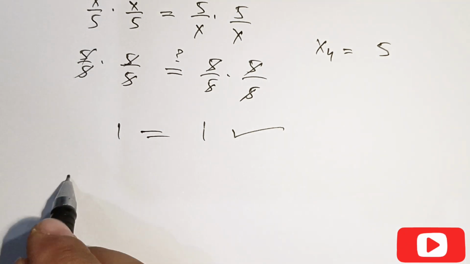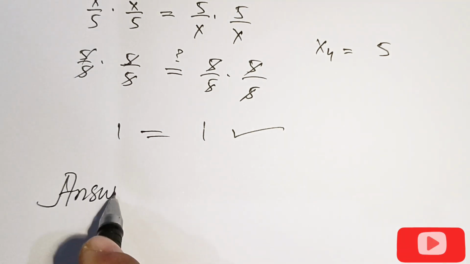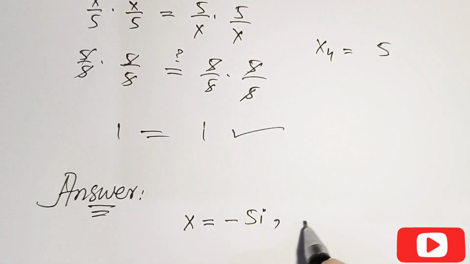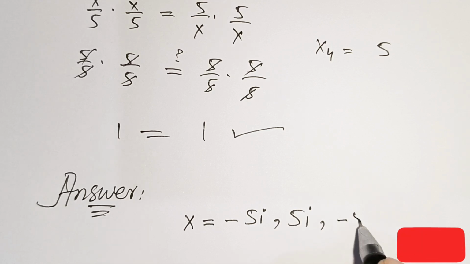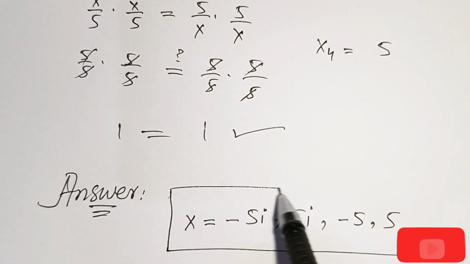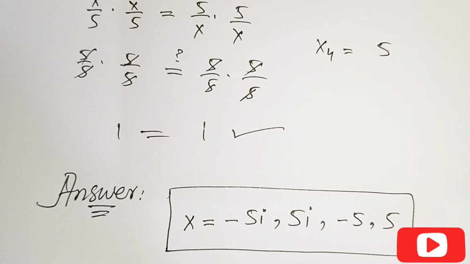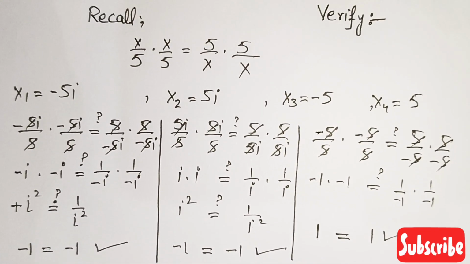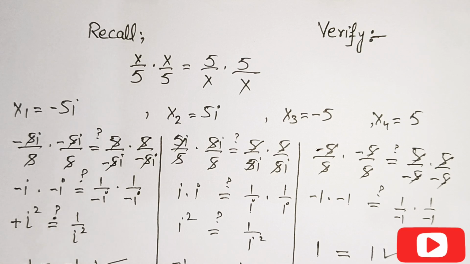Hence our final answer is the value of x will be x is equal to minus 5i, plus 5i, minus 5 and plus 5. So here it is our final answer. So we have 4 values of x. Now you can check our entire solution here step by step.